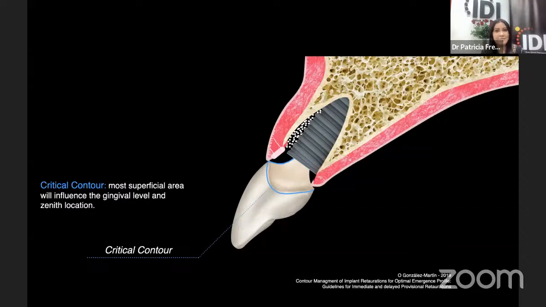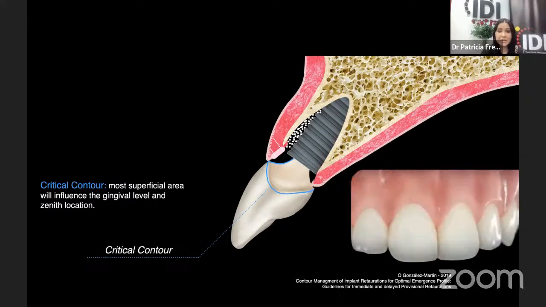And what was the zenith, by the way? The zenith is the most apical point of the gingival margin scallop. And it's very important to preserve that for aesthetics. We should not make an incision where our zenith is located, because we are going to have a scar, and it won't be great to have that in the anterior area. So in this image, we have to draw with a sterilized pencil that line that will be our critical contour, just following under our gingival margin.